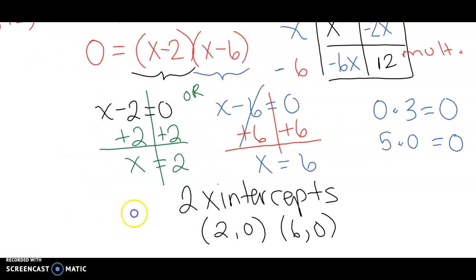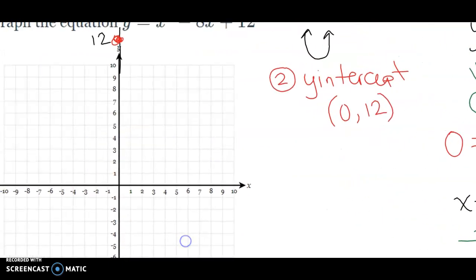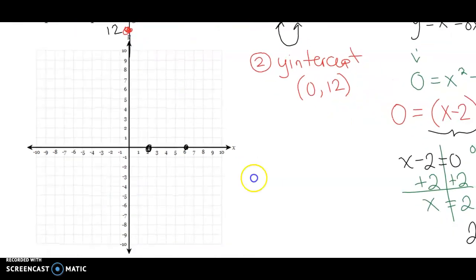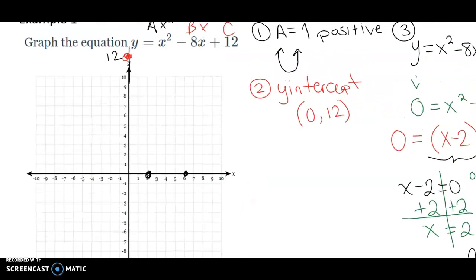So let's go back to our graph. I know my graph crosses at 2 and 6 because those are my zeros. (2, 0) and (6, 0). I said it wrong. And then I know my graph is opening up, so I'm able to connect it all together. I know that it goes through this 12, and it comes down through here, and then it has to come back up, and it goes there.